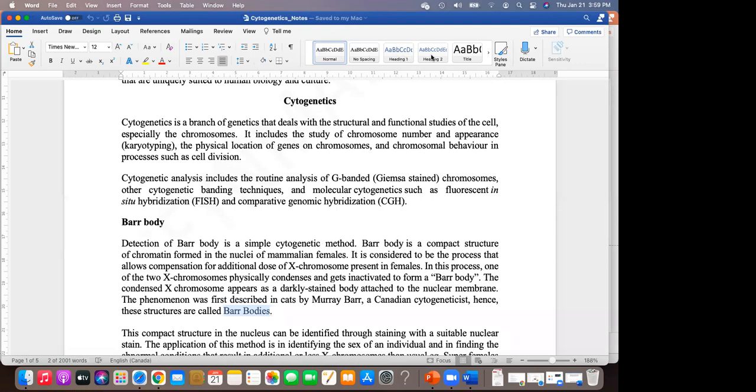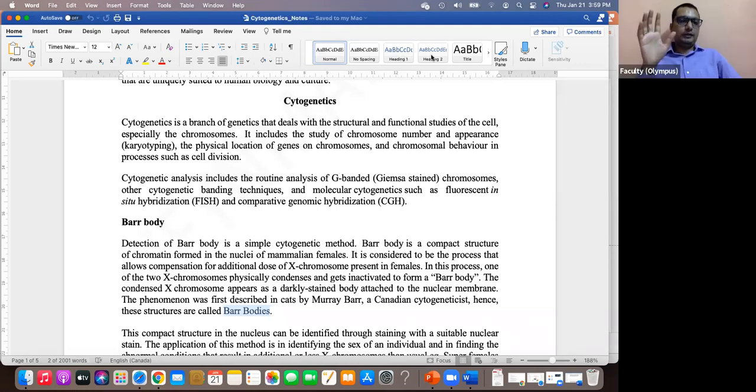Can you repeat the question, sir? The question is this: you are trying to color or stain something. Let's say in that material there are loose parts and there are compacted parts. Which one retains more stain, more color? The loose one or the compacted one? Compact.